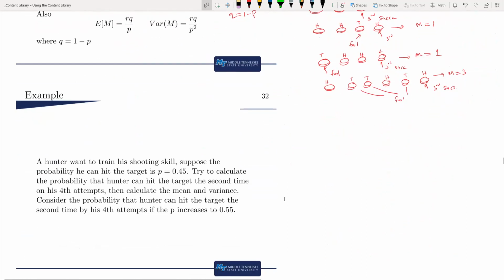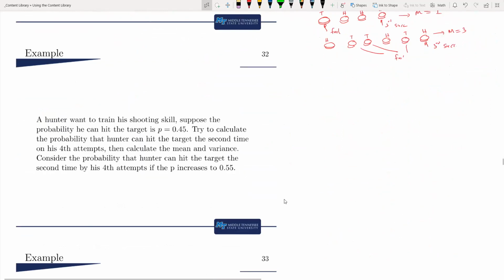Okay, here you would see a question. The question says Hunter wants to train his shooting skill. Suppose the probability of success is 0.45. Calculate the probability that Hunter hits the target the second time, so R equals 2, the second success, in his fourth attempt. So how many failures before that? There should be 2 failures, no?